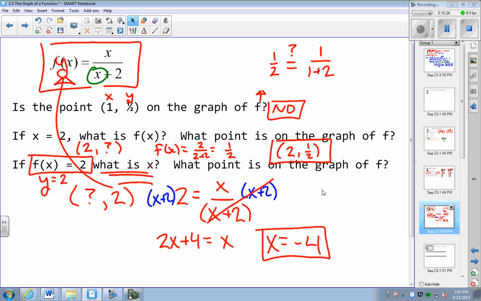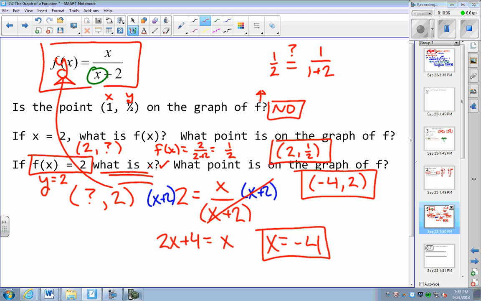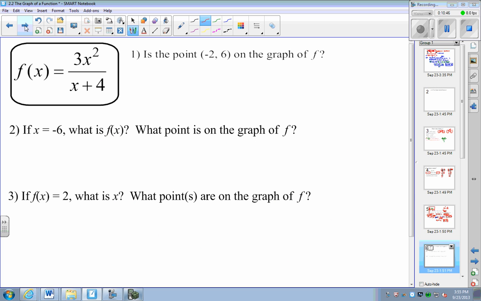Before we move on, let's make sure we fully answer everything here. We found what the x is, but it also asks what point is on the graph. So that would be negative 4, comma 2. So that's what we're looking for there. Okay, so once you find it, make sure we go back and plug it in so we get things that look like this. Okay, next, let's look at something more complicated.